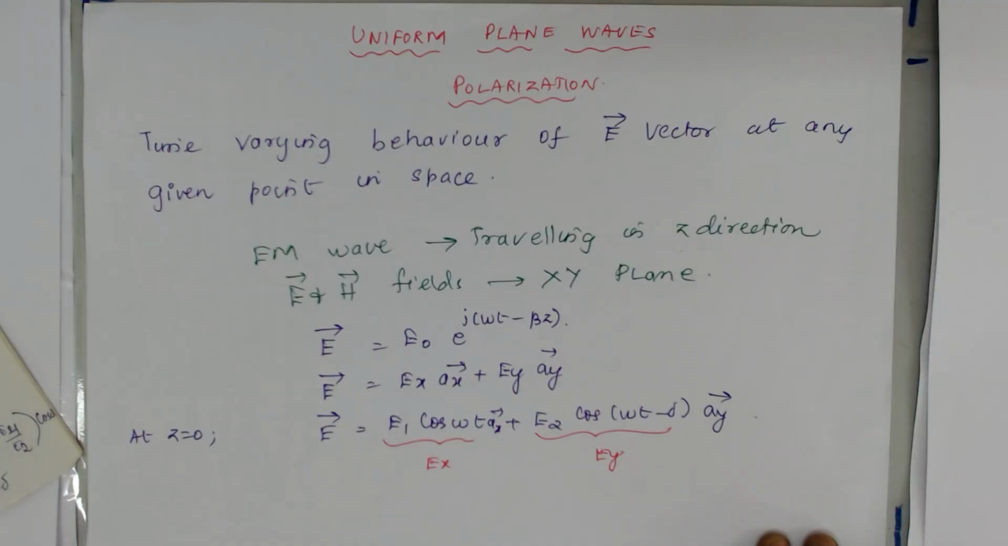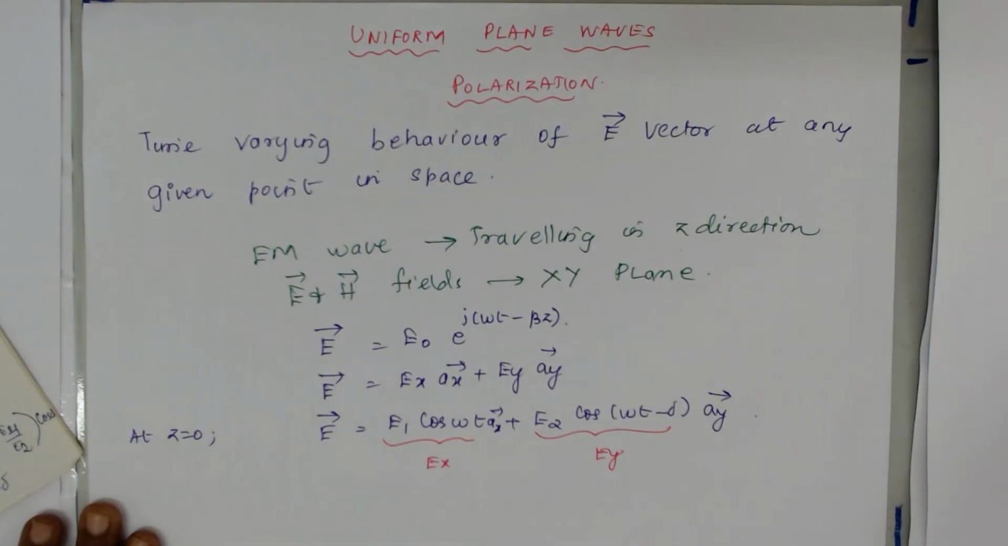Today the topic of discussion is uniform plane waves, and what we are going to study is polarization. So what is polarization? The time varying behavior of the E vector at any given point in space is defined as polarization. Here we are going to study polarization and derive the equation for polarization.